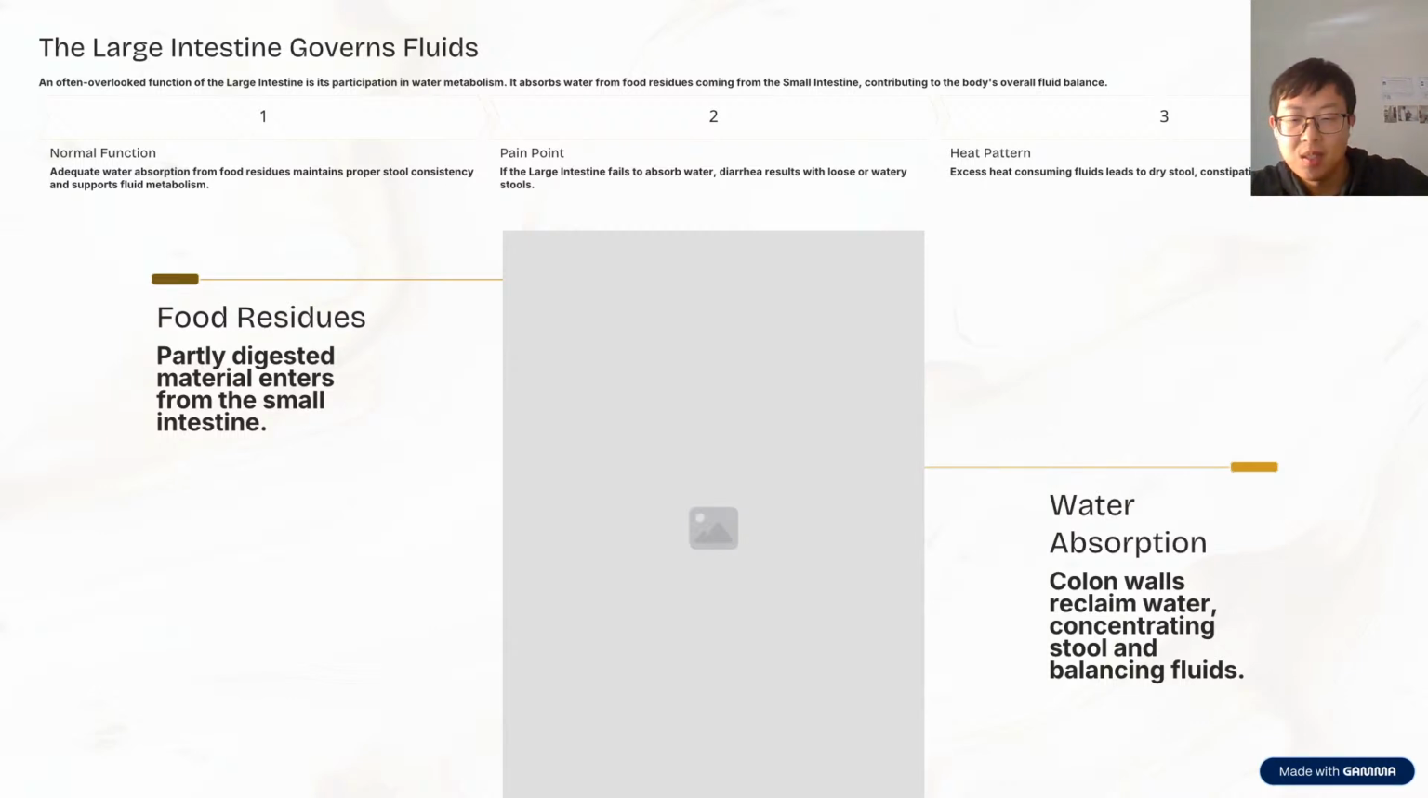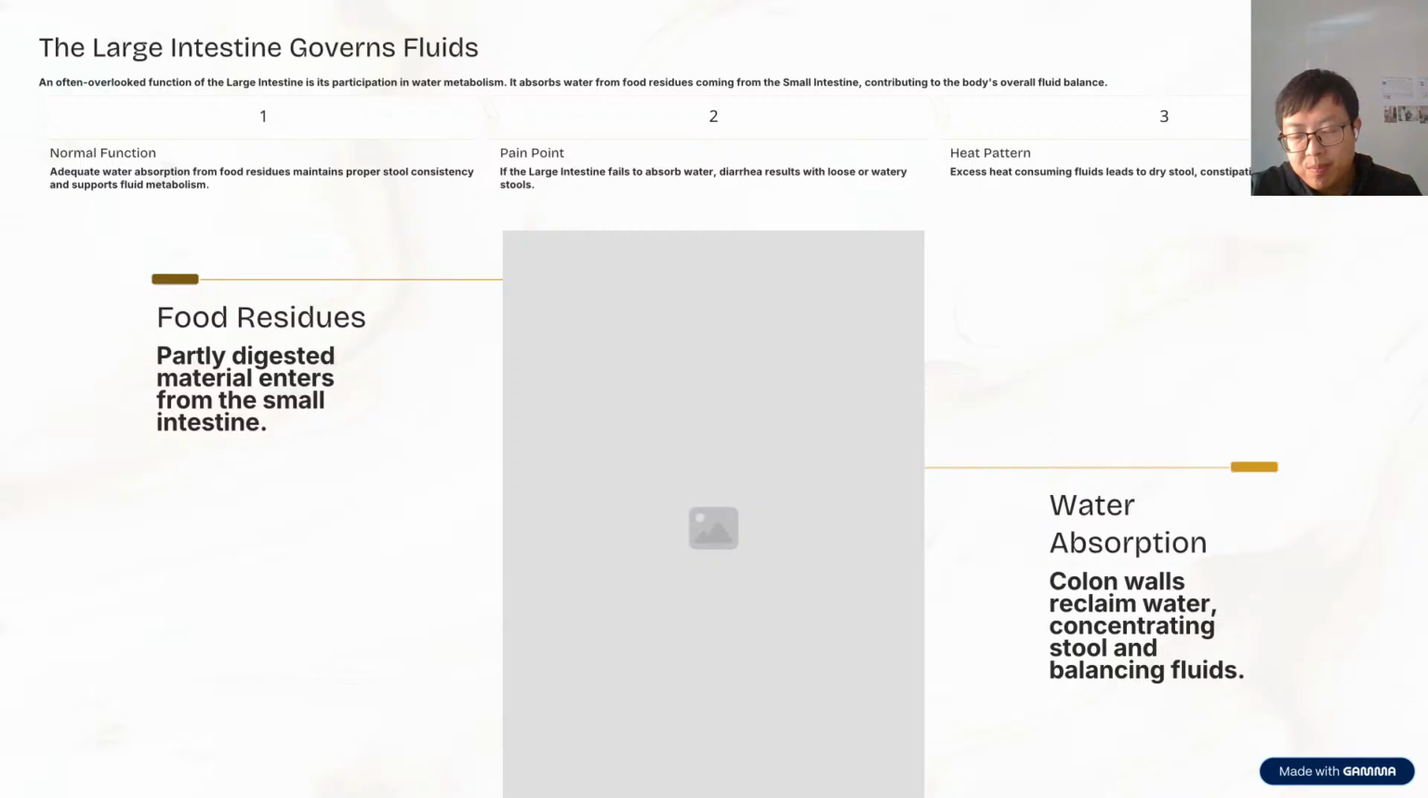Second, the large intestine governs fluids. It absorbs water from food waste and participates in fluid metabolism in the body. If this function fails, both feces and fluids may be discharged together, resulting in diarrhea. Excess heat in the large intestine can consume body fluids, resulting in dry stool or constipation.